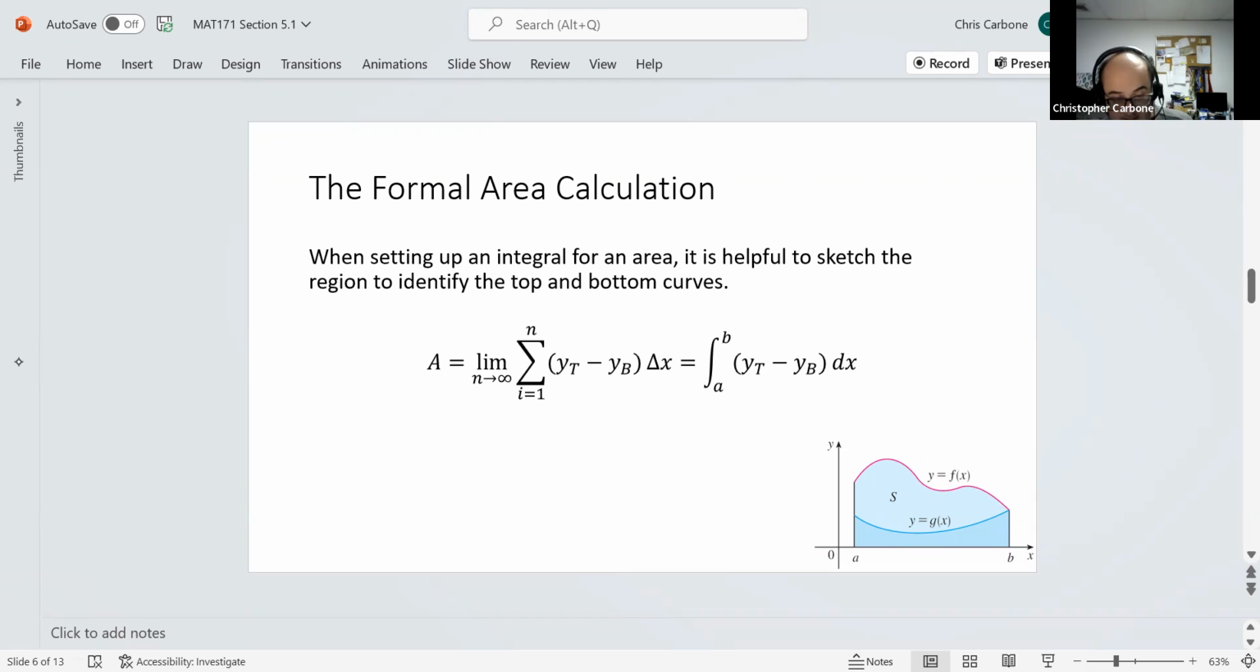So the area is the limit as n approaches infinity of the sum from i equal to 1 to n of y sub t, which will be our top equation, which is f of x in this picture, minus y sub b, which is the bottom function, which is this blue curve in this picture, delta x, which is equal to the integral from a to b of y sub t minus y sub b dx.